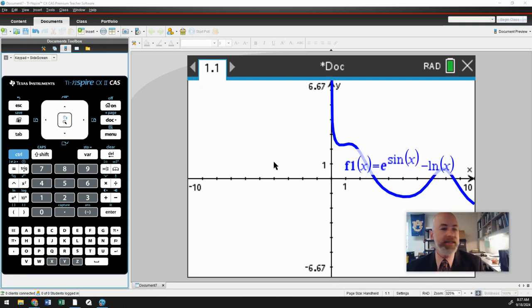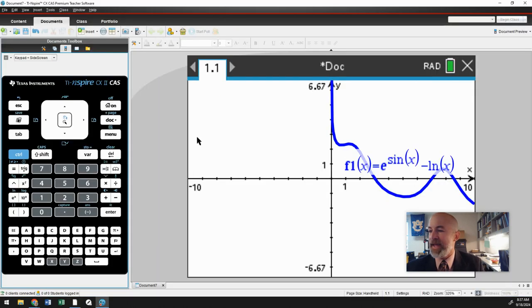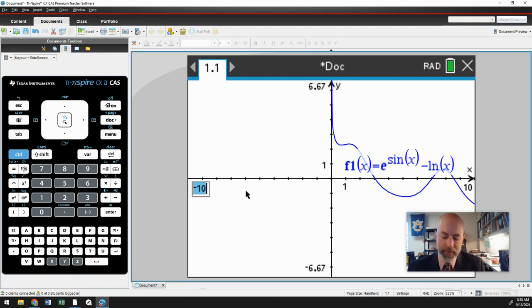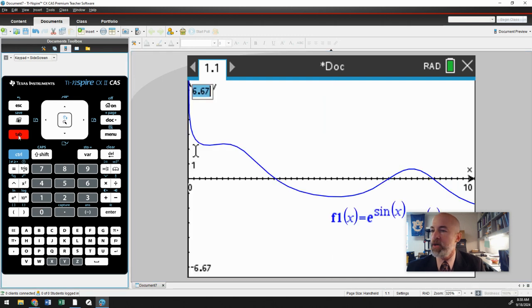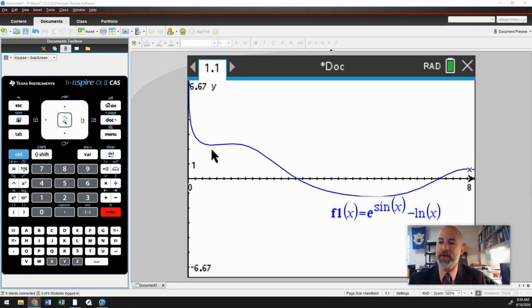However, the problem did state that we are to solve only on the interval 0 to 8, so I need to restrict my x-axis. I'm going to adjust my window by clicking on the minimum x over here and changing that to 0. If I tab around, it jumps up to my maximum y, which I want to leave where it is. My maximum x needs to be changed to 8. I'm going to leave my minimum y, so I'll just hit enter, and you'll see that third zero actually went off the screen, and we only have 2 to find.